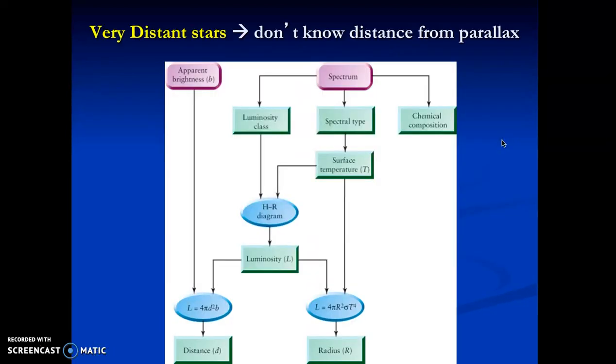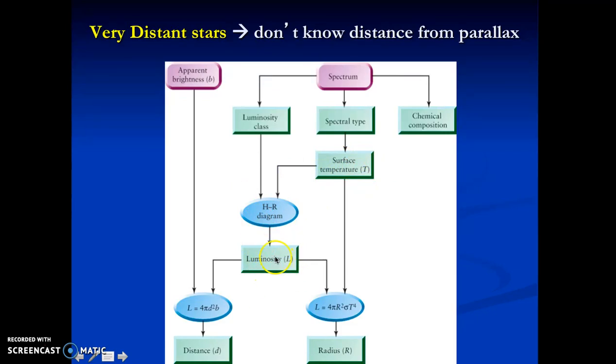I did briefly mention that parallax was really only good for distances close by, within 100 parsecs or so. So pretty far, but not all stars. If we have very distant stars, how do we figure out their distance? Well, let's back up to what we know. If we know the spectral class, we therefore know the luminosity class, the spectral type and the surface temperature. We plot all that on the HR diagram, therefore we know the luminosity.